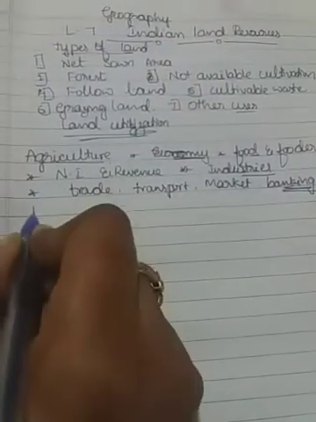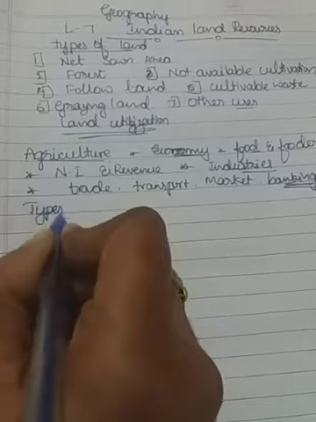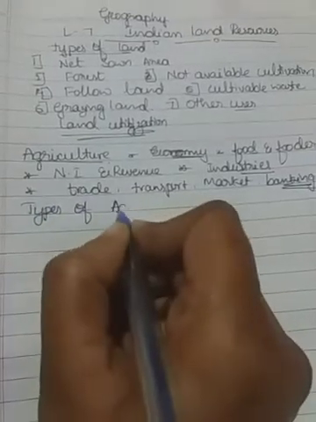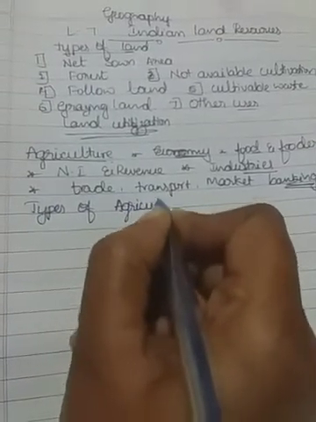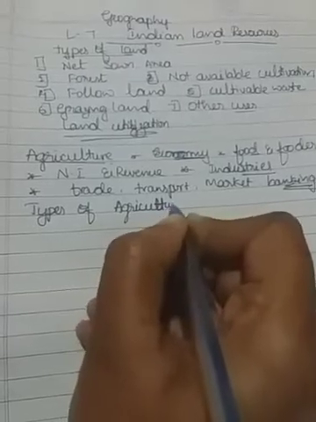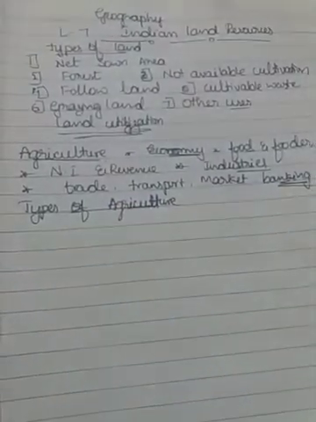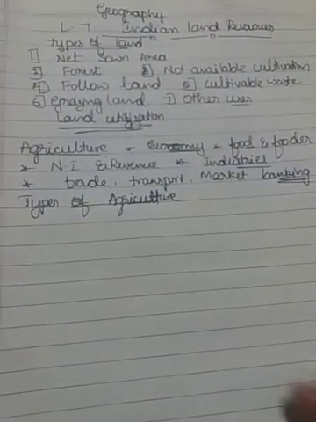Let us know the types of agriculture. Agriculture is also known as farming. Agriculture is also known as what? Farming. Let us know the types of agriculture.